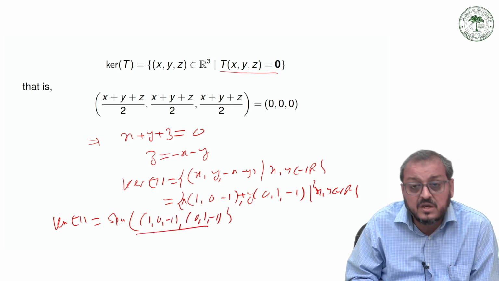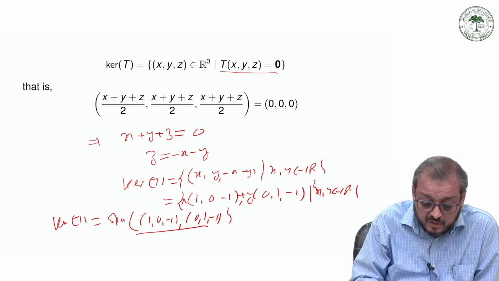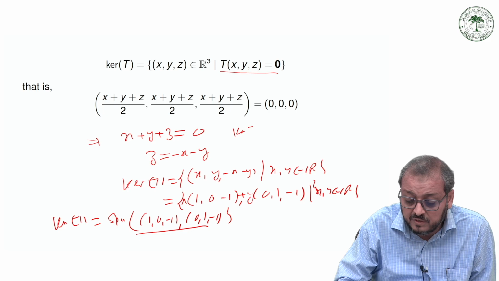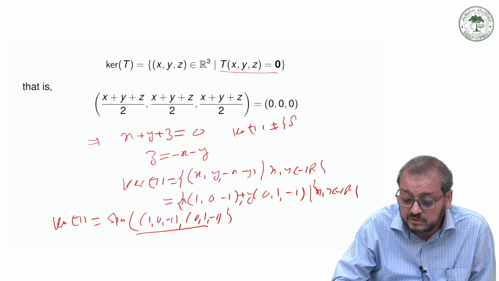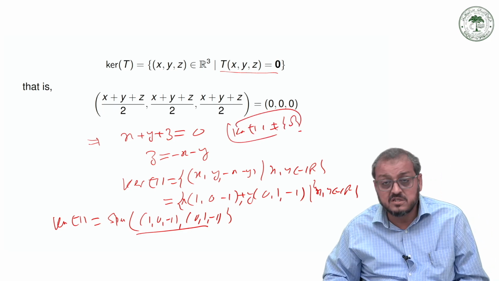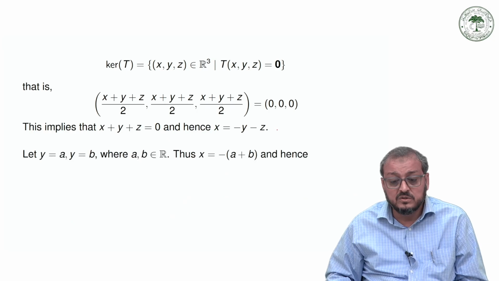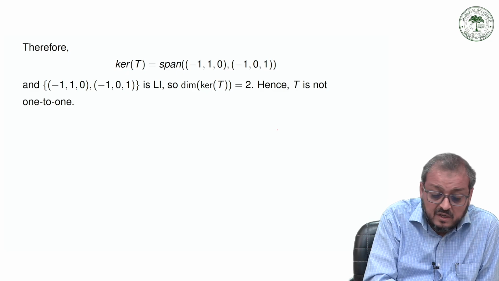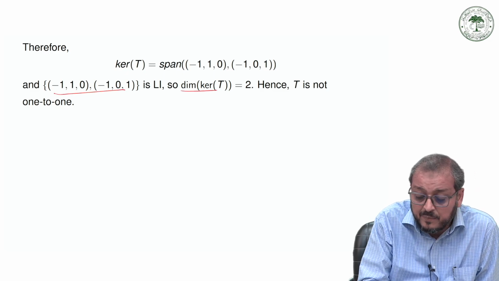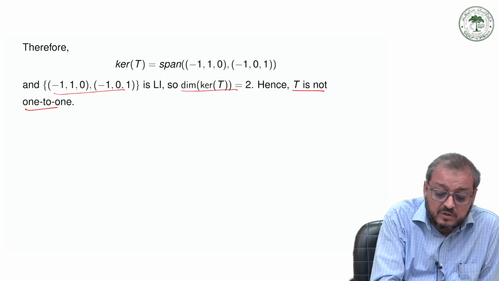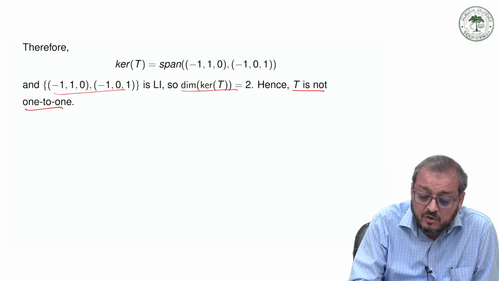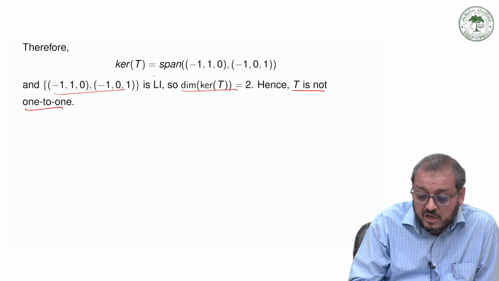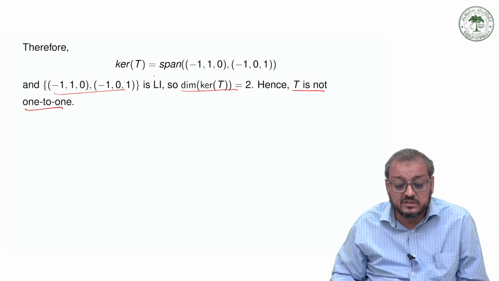So this means clearly we have to just say that the kernel of T is not equal to the 0 subspace. So, this means clearly T is not 1-1. The vectors are linearly independent and the dimension of the kernel is equal to 2, hence T is not 1-1. Because the kernel of T is not the 0 subspace, T is not 1-1, but we try to find whether it is onto or not.